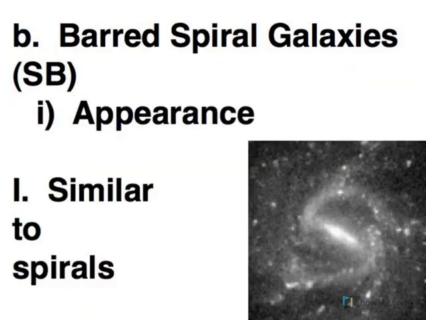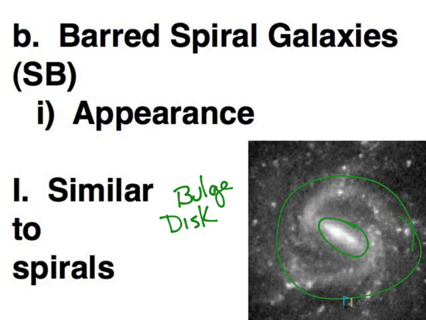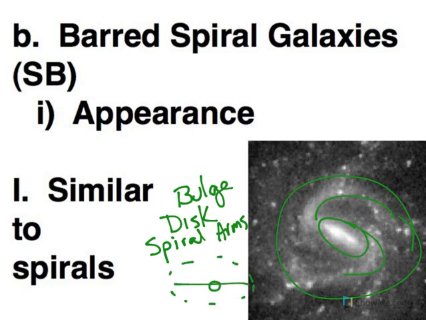All in all, they are going to be very similar to regular spiral galaxies. They're still going to have a bulge. They're still going to have a disk surrounding that. They're still going to have spiral arms in the disk. And if we looked at it edge on, it would still have a halo. So all of those characteristics are the same.